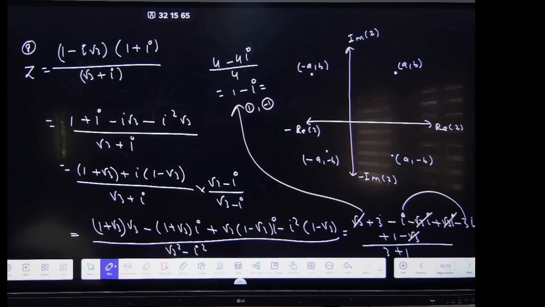No, not 4. Solve first. How many z is there? They are not asking x and y, they are asking z. z means a plus iota b they are asking, right? Combination of that. So first you solve. Not 4 combination. Solve first. If not, then I will solve.